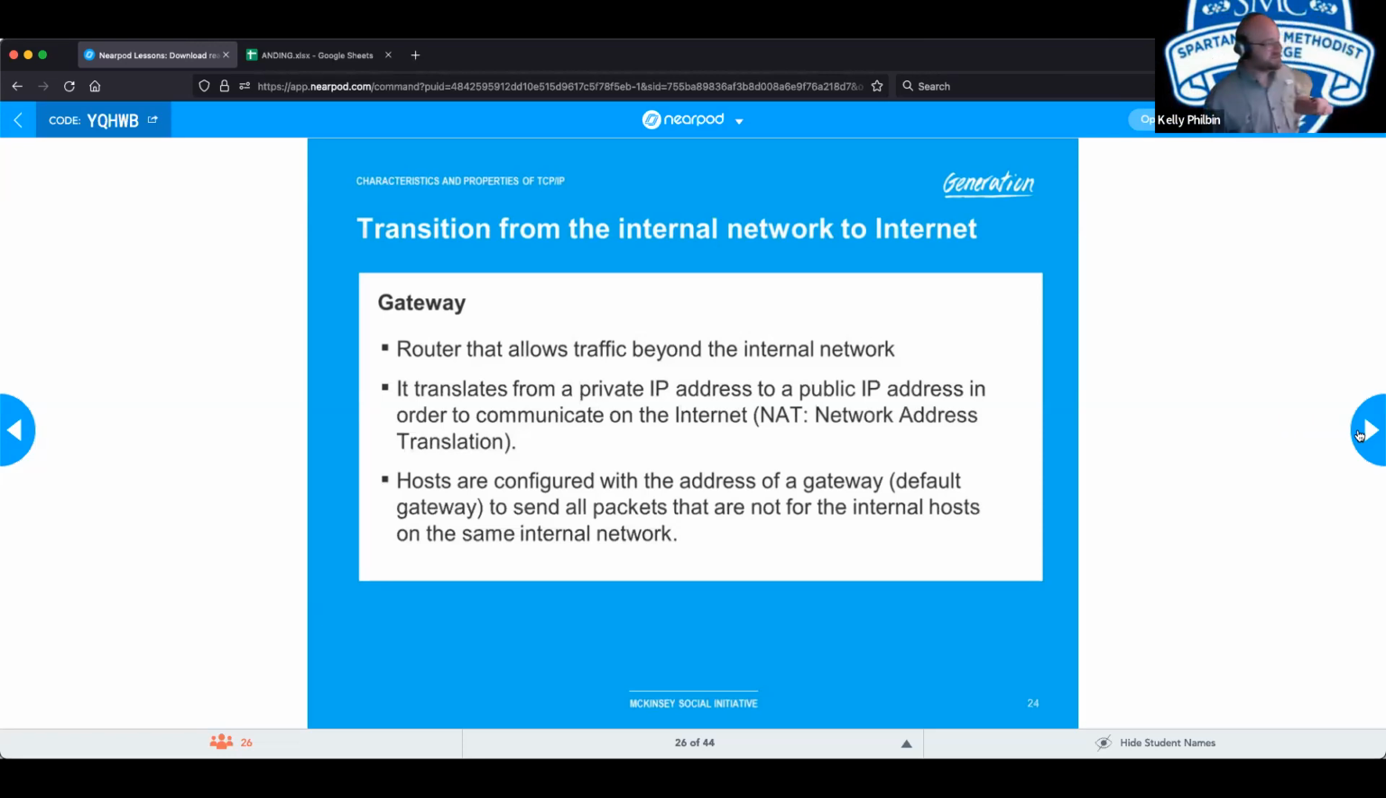All right, hosts are configured with the address of the gateway or default gateway. That's to send all packets that are not for internal hosts on the same internal network. So basically the router looks at it and says, nope, that's not meant for internal. I got to send that outside, switch out the IP addresses, and then send it out over the internet so that it can communicate with Google, Amazon, what have you. Questions so far?